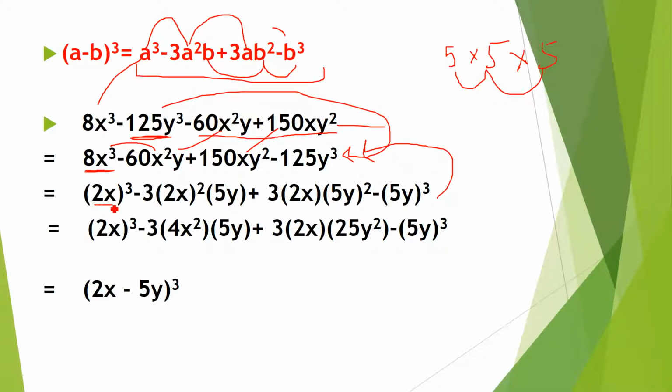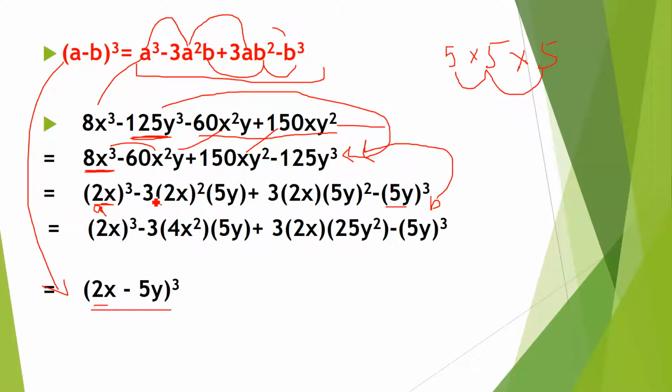So now this one is your a according to the formula, and this one is the b, right? So write down 2x, this is a, and this is minus, right? Because we are learning this, minus 5y whole cube. So this one, they are asking this one. So instead of a, you have 2x, instead of b, you have 5y. If you expand, you will get this answer, right? But if you want, you can see it from here as well.